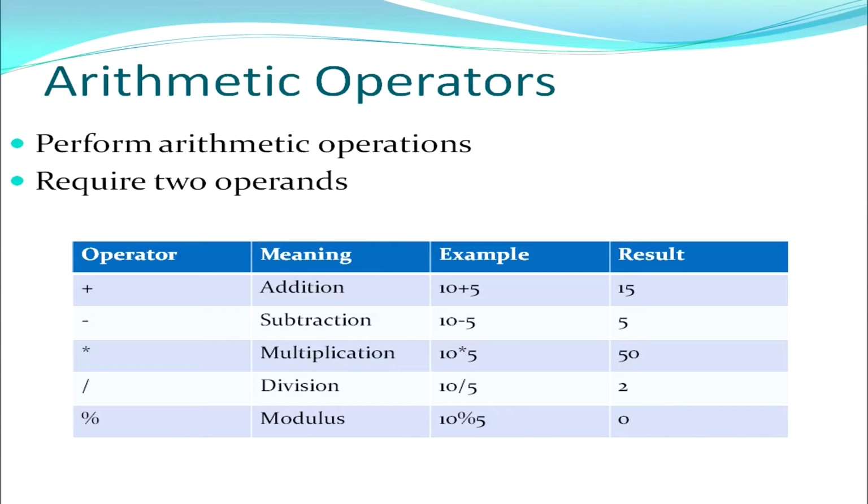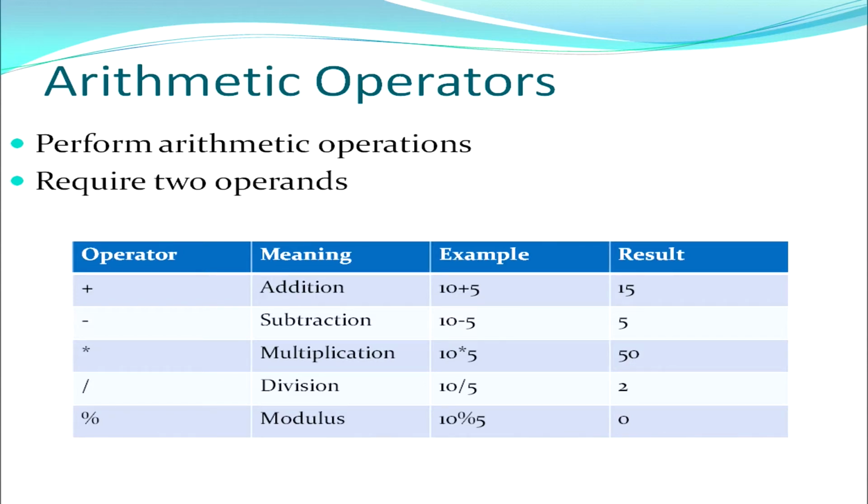Coming over to arithmetic operators, as the name says, these are performing various arithmetic operations and this is a binary operator. So, it requires two operands. The table here shows the 5 arithmetic operators that are supported by C++. You have plus for addition, minus for subtraction, star for multiplication, a slash for division and a percentile symbol for modulus. Now, here the new thing that you must be coming across is the percentile sign or modulus.